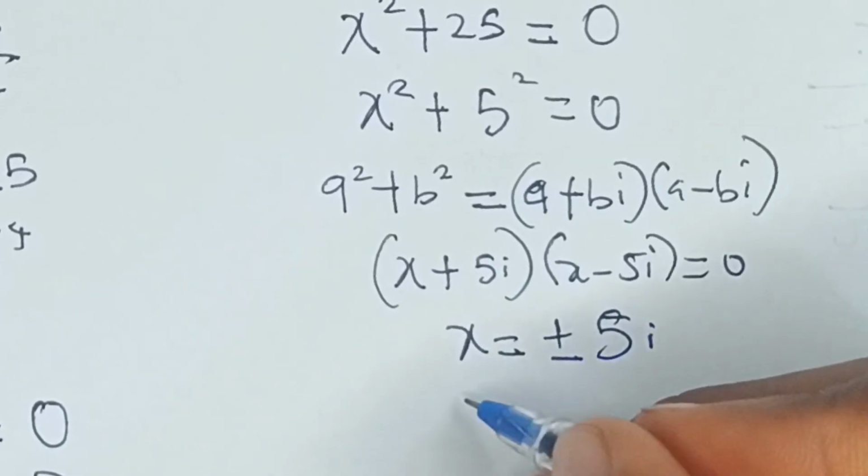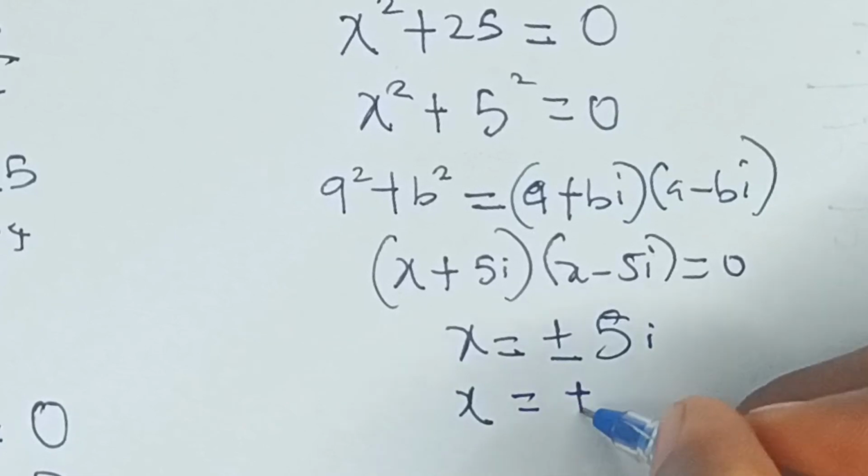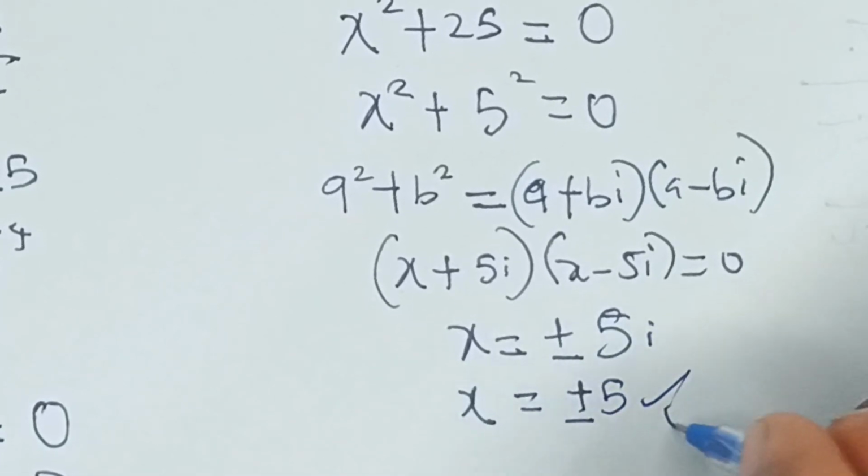So the 4 answers for x are x is equal to plus or minus 5i or plus or minus 5.